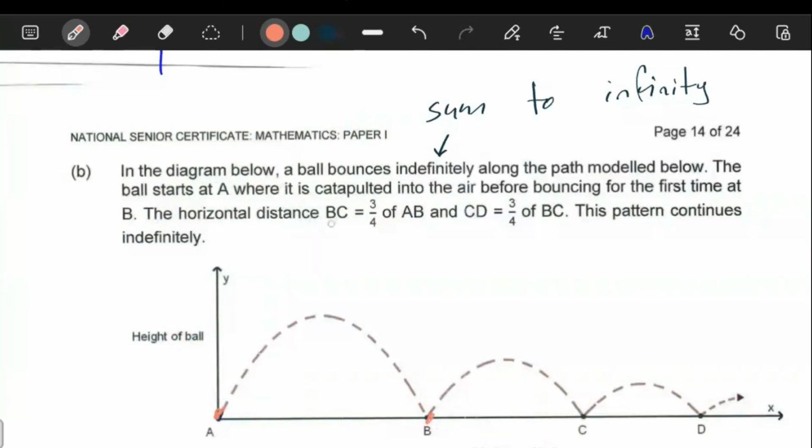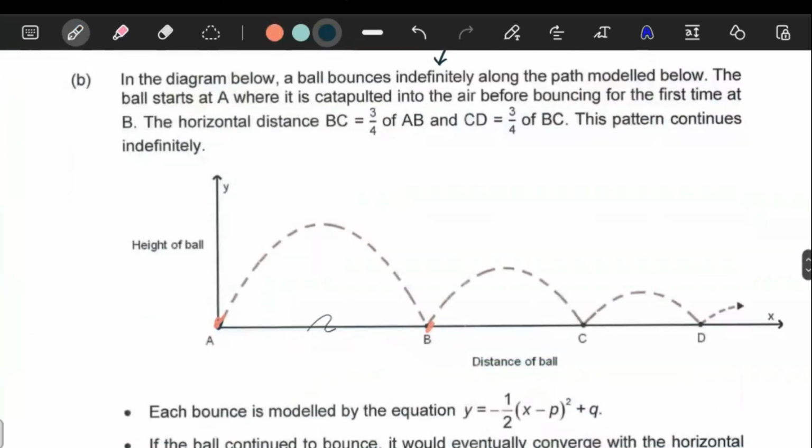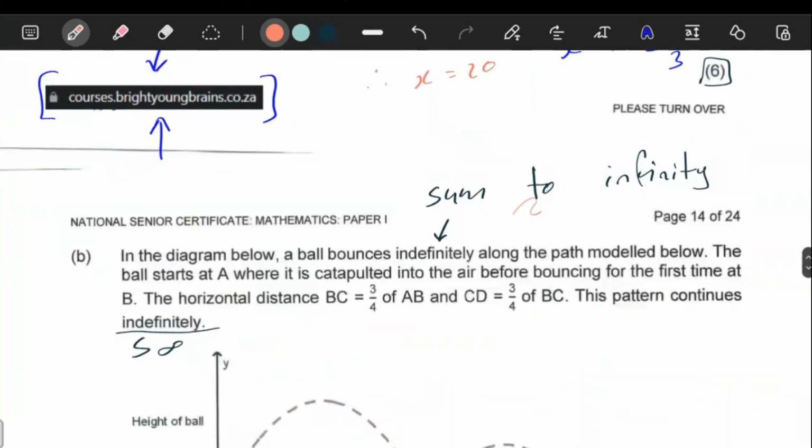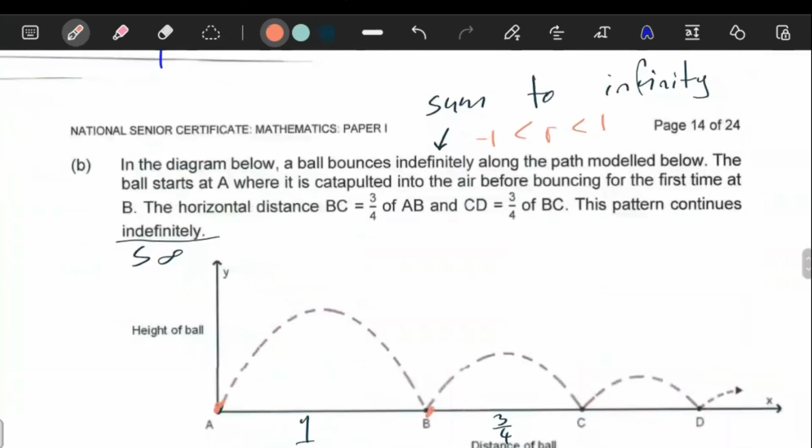The horizontal distance BC is equal to 3/4 of AB. Okay. So if this distance is like 1, this distance here is like 3/4. You see, 3/4 of the previous one. And then 3/4 of 3/4 is what you have over here. And then going on and on and on. As they have suggested here, CD is 3/4 of the previous one. And then it says this pattern continues indefinitely. So if they're also saying it continues indefinitely, what you also need to know is you have a geometric series where the value of R is between -1 and 1.